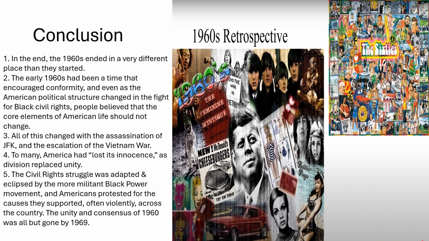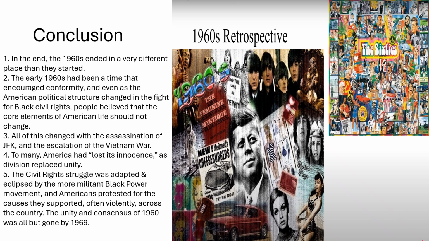But all of this begins to change in 1963 with the assassination of JFK, a well-liked and beloved American president, and the escalation of the Vietnam War. Many Americans, and not without reason, had felt that they'd been misled by their government about what happened to their president, about why they were in Vietnam and how that war was being conducted. And to many, America had lost its innocence as division begins to replace unity.